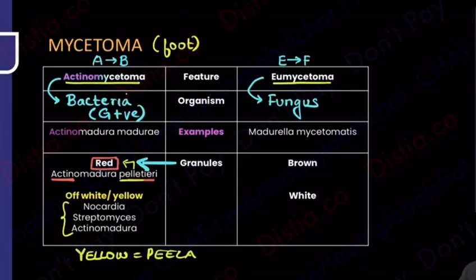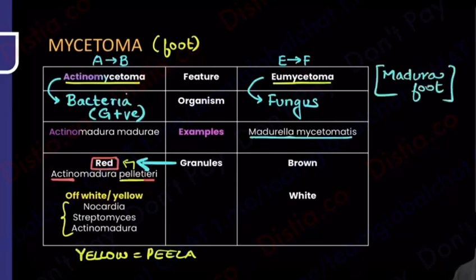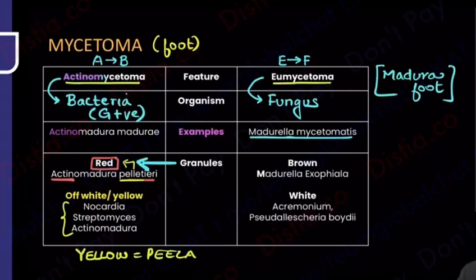Now coming to the fungus part. One of the most famous fungal organisms that we have is Madurella mycetomatis. That is why it is very famously known as the Madura foot also. Please remember, we can have brown color granules and white color granules. You don't have to go into so much detail, but for example, Madurella grisea, or exophiala, is going to have brown color granules. Acremonium and Boydii are going to have white color granules.